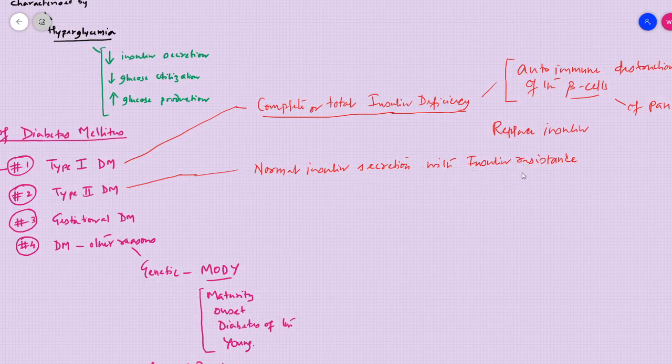So here, the overlying idea is that we have viable beta cells. If these viable beta cells are not producing enough insulin, then what we can do is stimulate the viable beta cells to secrete more insulin. And what do we use for that? For that we use oral hypoglycemic agents.